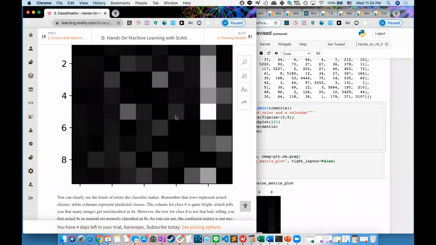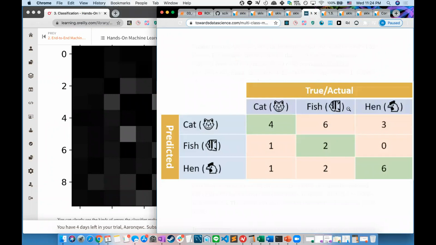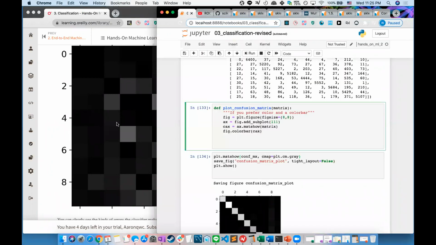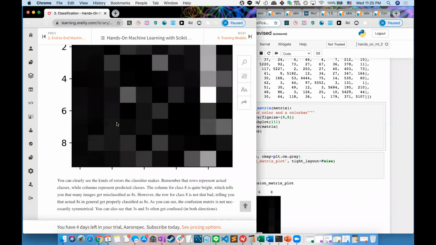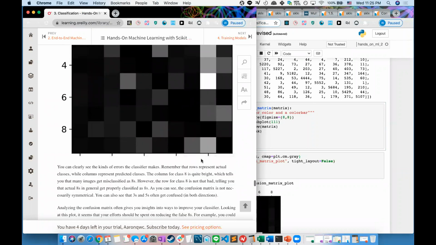Remember that rows represent actual classes. So basically the rows now are the actual classes, rather than, in the earlier plot, where the rows were predicted, so it is reversed. While columns represent predicted classes, the column for class 8 is quite bright, and that's this column, which tells you that many images get misclassified as 8s.